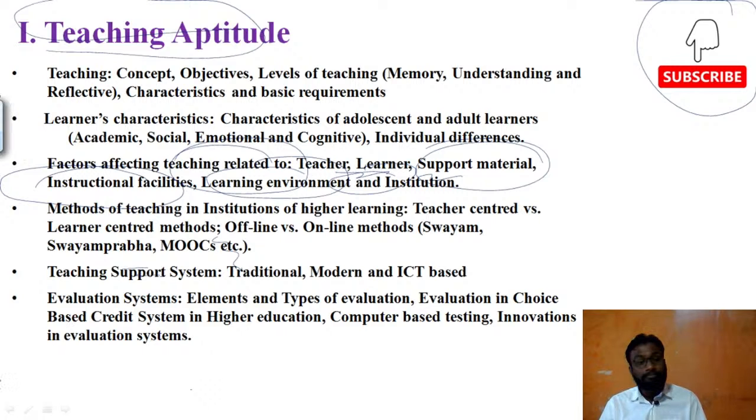So evaluation systems, elements and types of evaluations, evaluation in choice based credit systems in higher education. As you guys are well aware of the CBCS pattern, what could the evaluation be? What should the evaluation be? What should be the model selected for evaluation in the choice based credit system in higher education?